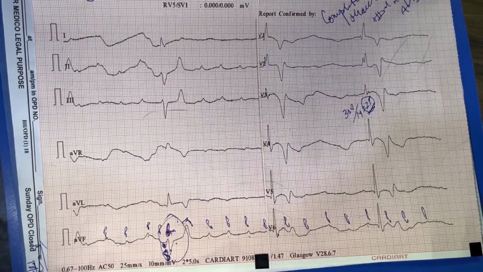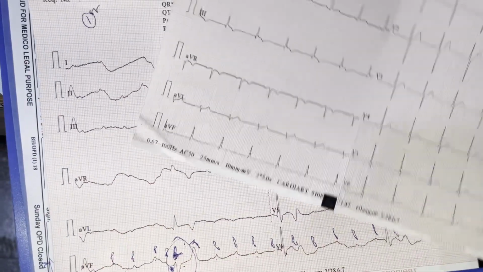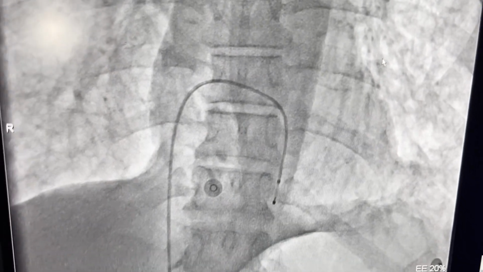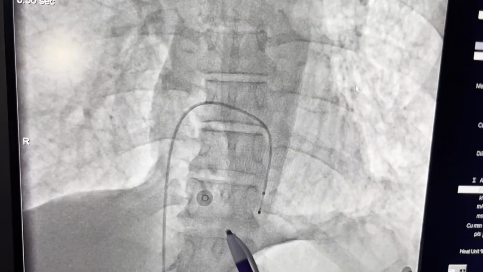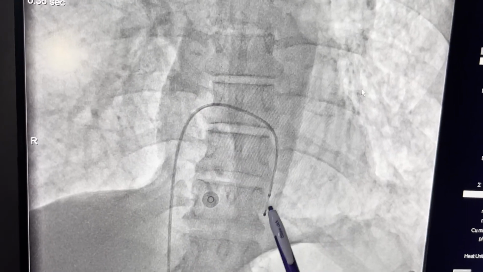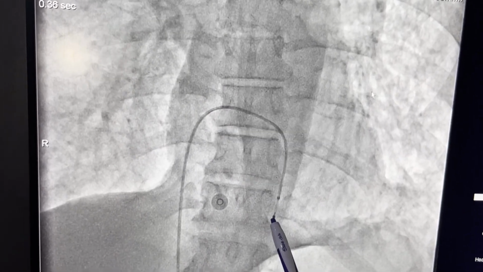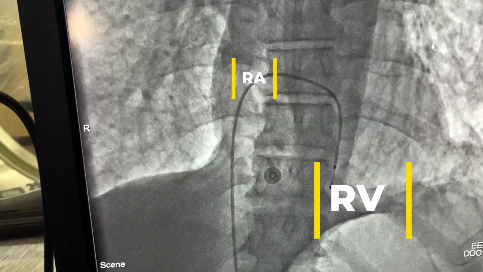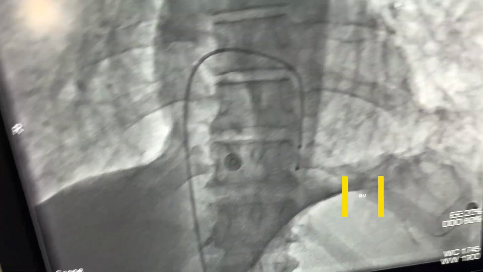The patient was intubated and brought to the cath lab. In the cath lab, we did temporary pacing. This is a temporary pacemaker wire. We have gone through the inferior vena cava. This is the right atrium and this is the right ventricle. We have inserted the wire in the right ventricle. After we placed the wire, we fixed it there, and then we recorded the ECG.